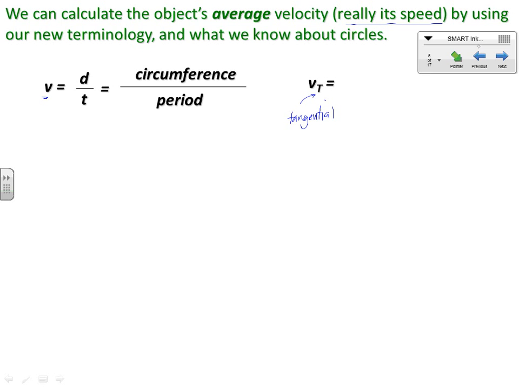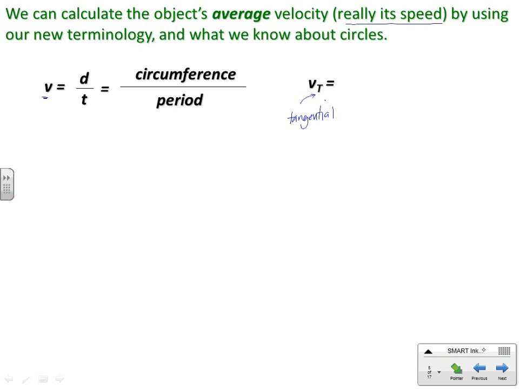Good. So if we want to find the magnitude of that velocity, or the speed, we do 2 pi r, or pi d, for circumference, over period. One big equation there.